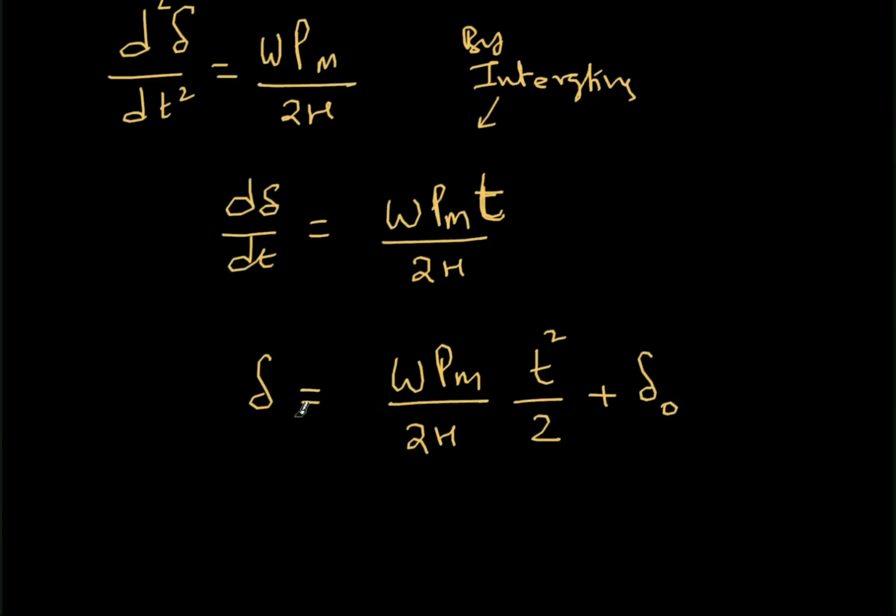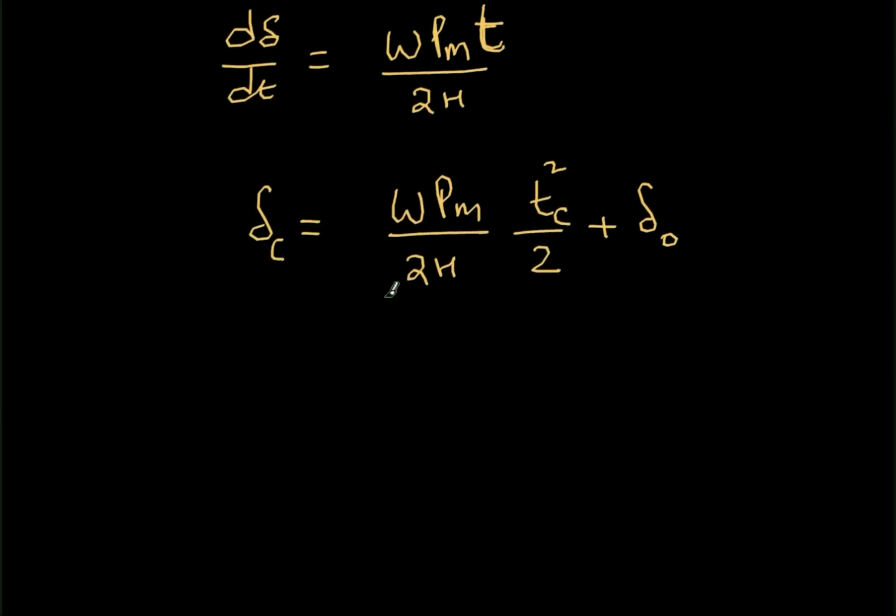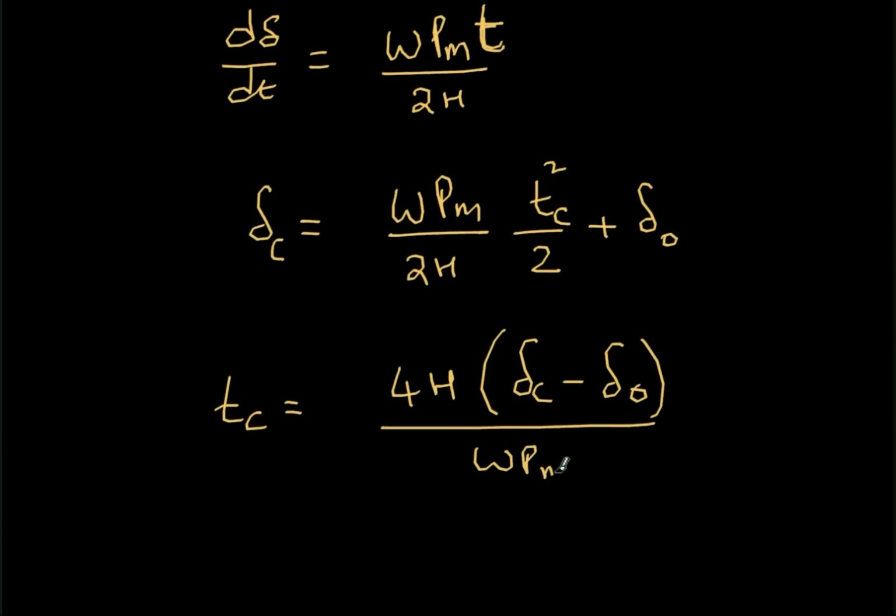Now in this, if I substitute delta C, then I'll get tC, and delta C is known from the previous case. Now I will find what tC is. So tC is like this: first delta C minus delta naught will be there, and then to that I will multiply 4H and divide by omega PM, and then apply the square root. So this is what will give me the value of critical clearing time.